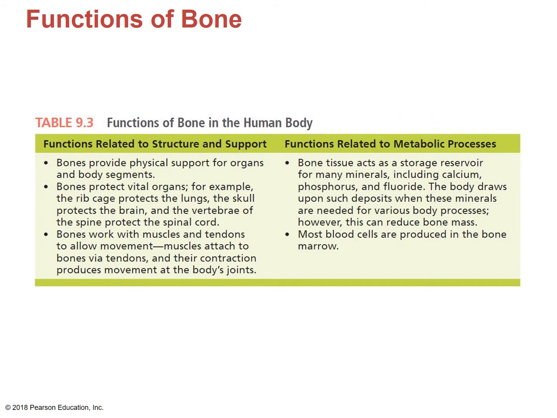This particular slide shows the functions of bone. So the functions of bone relative to structure and support: the bone provides physical support for organs and body systems. Bones protect the vital organs, such as the ribs. The skull protects the brain. The vertebrae protect the spinal cord. And bones work with muscles and tendons to allow movement.